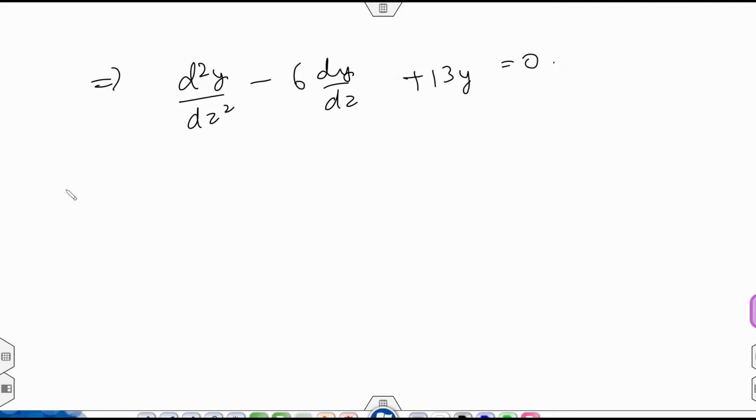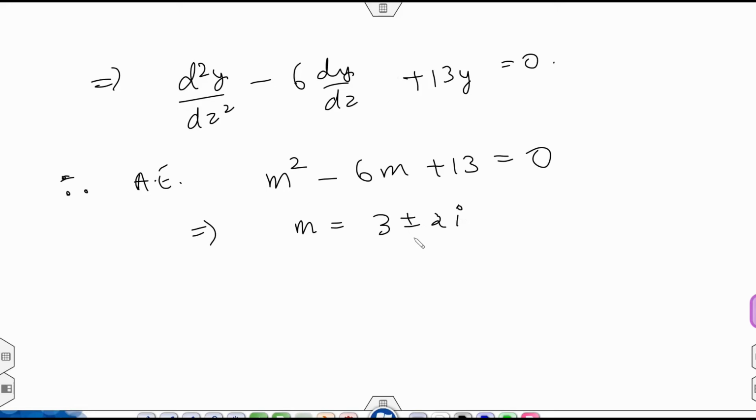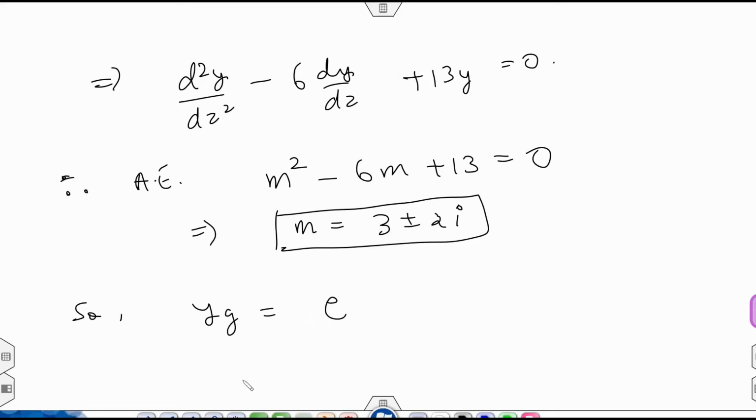Therefore, since it is now converted into a second order homogeneous equation with constant coefficients, the auxiliary equation is m square minus 6m plus 13 equal to 0, and this implies that the roots are 3 plus minus 2i. So we are getting complex roots, so this is case number 3. So what will be our yg? It will be e to the power of the real part, that is 3.